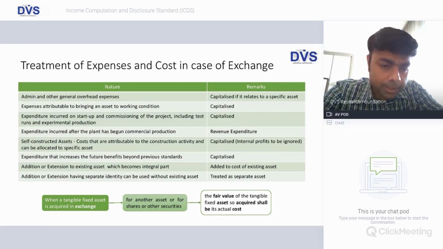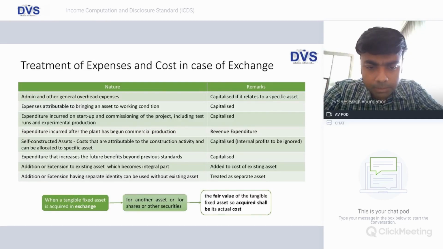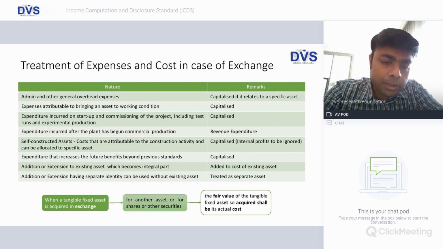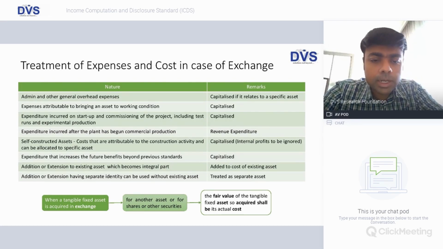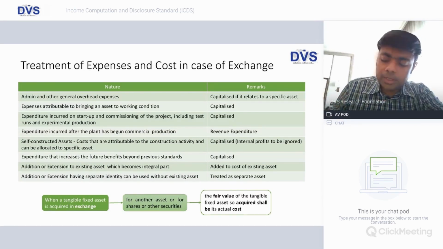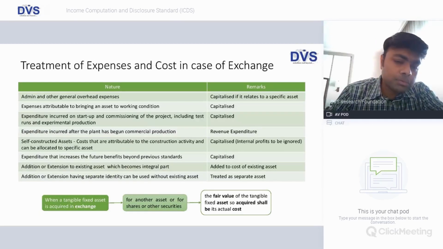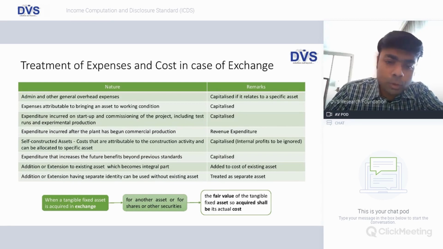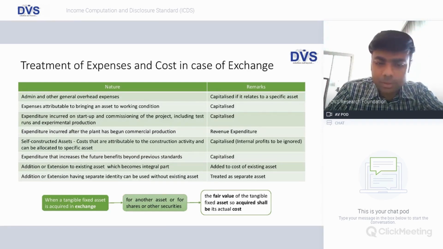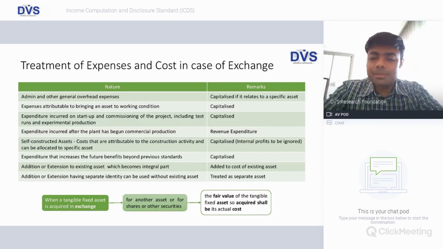Addition or extension to an existing asset which becomes an integral part is added to the cost of the existing asset. Addition or extension having a separate identity which can be used without the existing asset is treated as a separate asset. So these provisions are fairly established rules. So let's assume you build an additional room in a particular floor. It's a small room, so that will be part of your existing building. You build a separate floor, that floor will be treated as a separate asset.